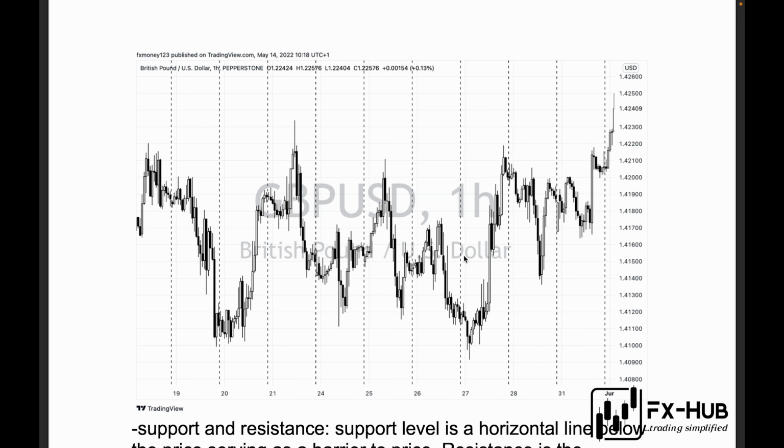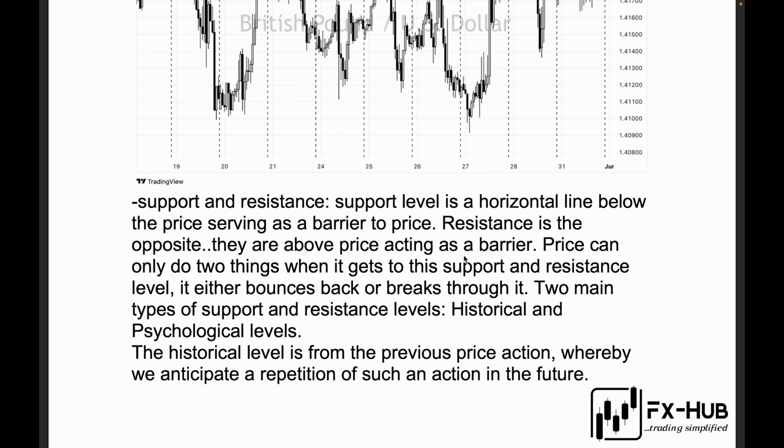So quickly, let's move to the next concept in technical analysis: support and resistance. The support level is a horizontal line below the price, serving as a barrier to price. Resistance is the direct opposite of support. A resistance line is above price, acting as a barrier. Price can only do two things when it gets to a support or resistance level. It either bounces back or breaks through it.